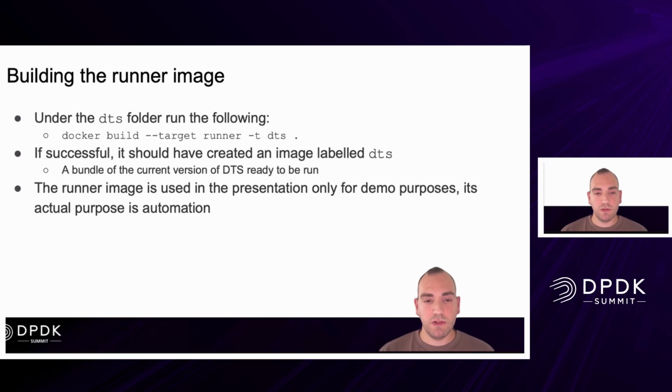So the first thing you need to do in order to run hello world is that we need to build, in this case, a runner image, which is just being used here for demonstration purposes only for the presentation, but we don't actually recommend using it, as that's only meant for CI, so automation. But the process should be really very straightforward. Under the DTS folder, there's a Dockerfile, so you can call docker build and specify runner as target. And once this is successful, you basically have an image that contains the current version of DTS available to run.